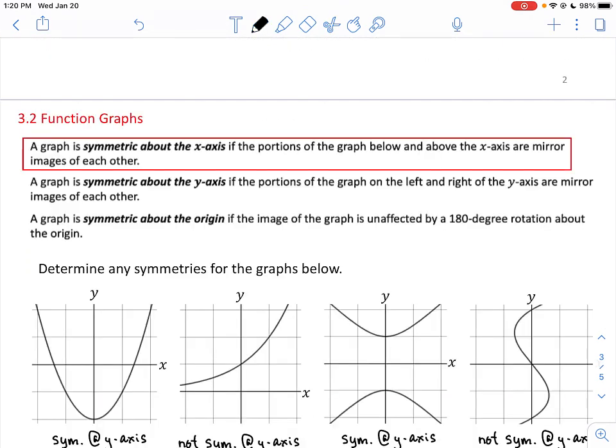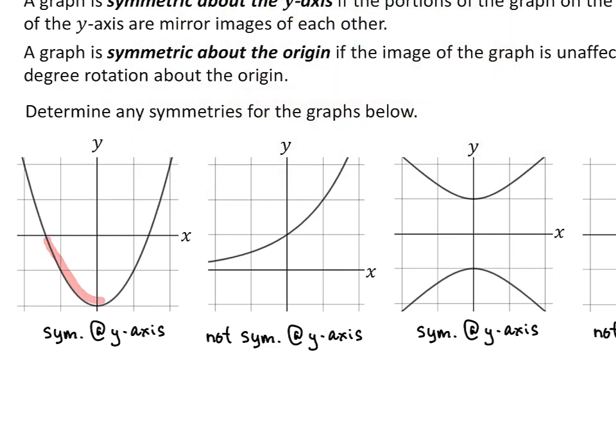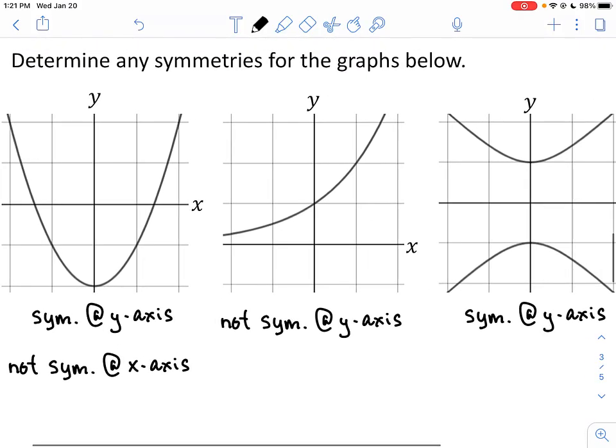A graph is symmetric about the x-axis if the portions of the graph above and below the x-axis are mirror images of each other. So same idea, except now you focus on being below the x-axis, which is this portion of this shape. If you were to reflect that above the x-axis to create a mirror image, you would expect to see this, which is not what we have. So this one here is not symmetric about the x-axis.